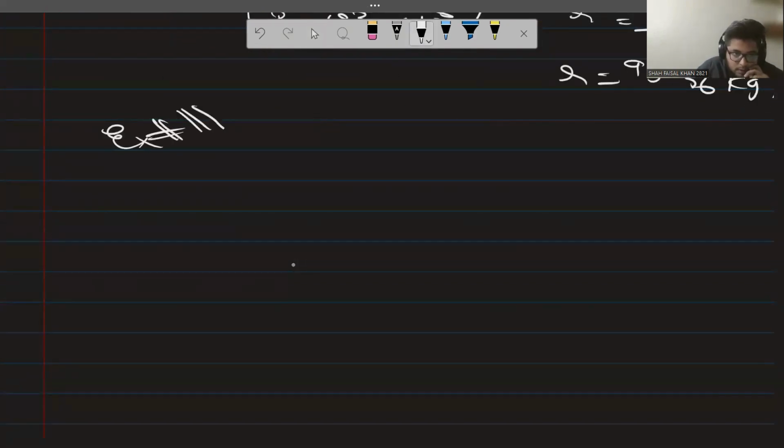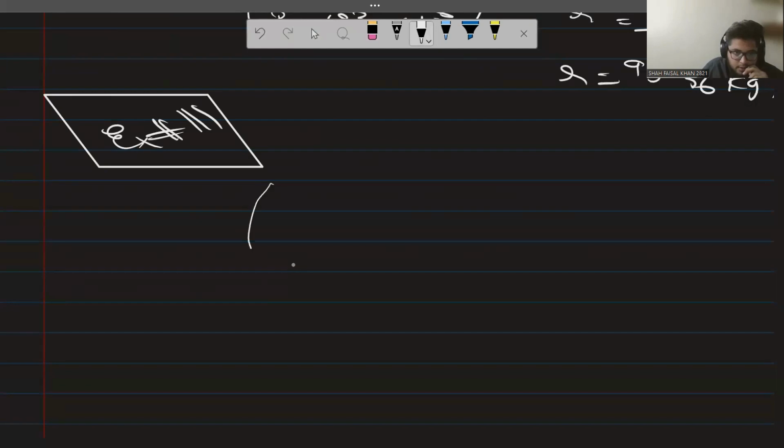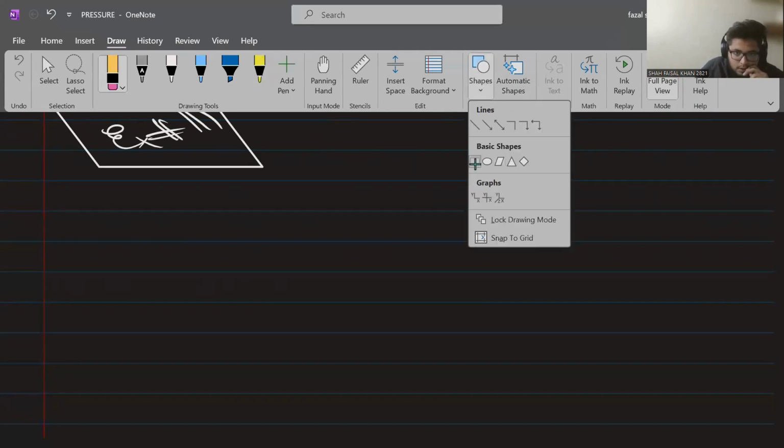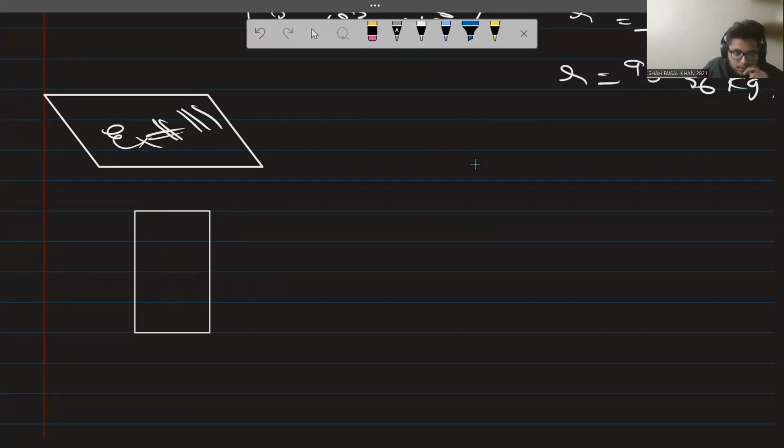So let's solve it. This one is a little bit tricky. Wait, let me draw. Let's suppose here is an object. This is filled. And this object here is a dot. So the distance.